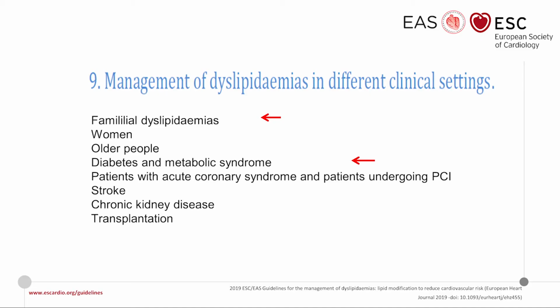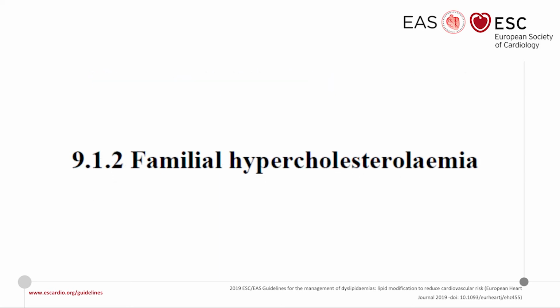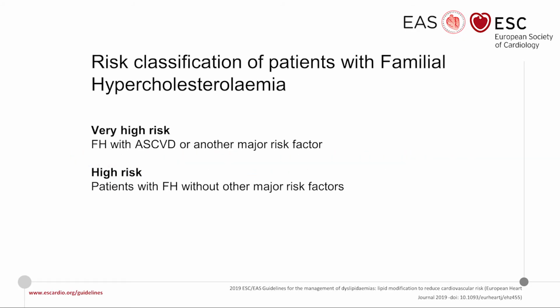I will focus on two of these clinical settings that are common and are associated with a remarkable cardiovascular risk and are also treatable. Familial hypercholesterolemia is a common disease with an almost tenfold increase in cardiovascular risk, and this risk can be reduced by proper treatment. In the guidelines, the patients with familial hypercholesterolemia are subdivided into two groups, one with very high risk and one with high risk. In the very high risk group of patients, we include FH with cardiovascular disease and another major risk factor. Within the high risk group, patients with FH without other major risk factors are all included.